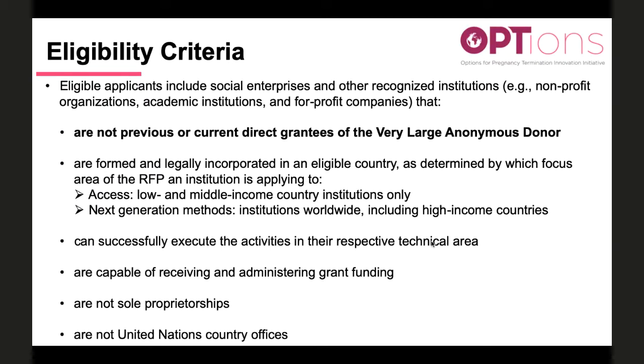If this doesn't make sense to you, you're not sure what we're referring to, then it's most likely not applicable to you. If you're unsure, you are welcome to send us a list of your direct funding sources, and we can confirm or deny for you if the Very Large Anonymous Donor is amongst them. If you have been previously funded by the Large Anonymous Donor, then you will not be eligible for Options Initiative funding.